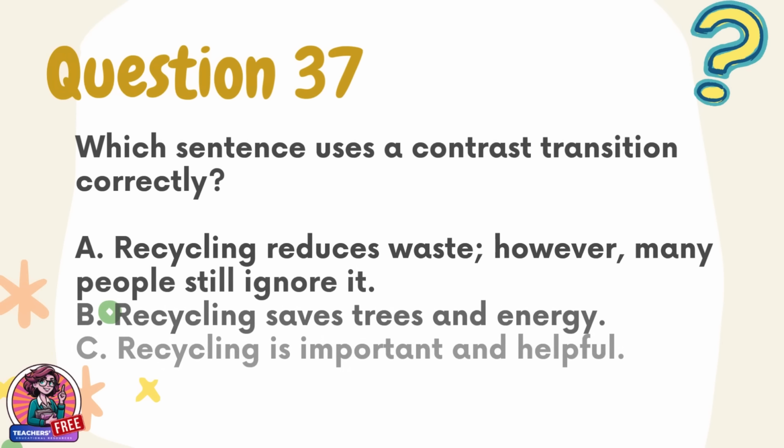Question 37. Which sentence uses a contrast transition correctly? A. Recycling reduces waste, however, many people still ignore it. B. Recycling saves trees and energy. C. Recycling is important and helpful.